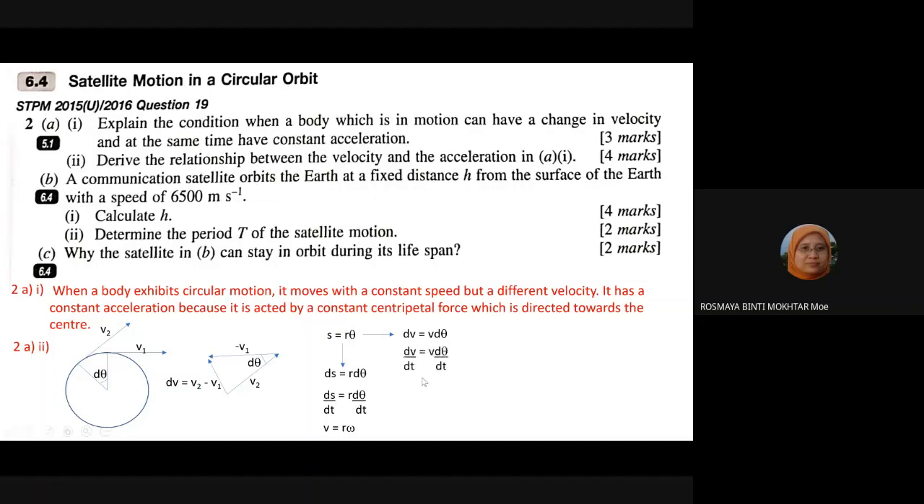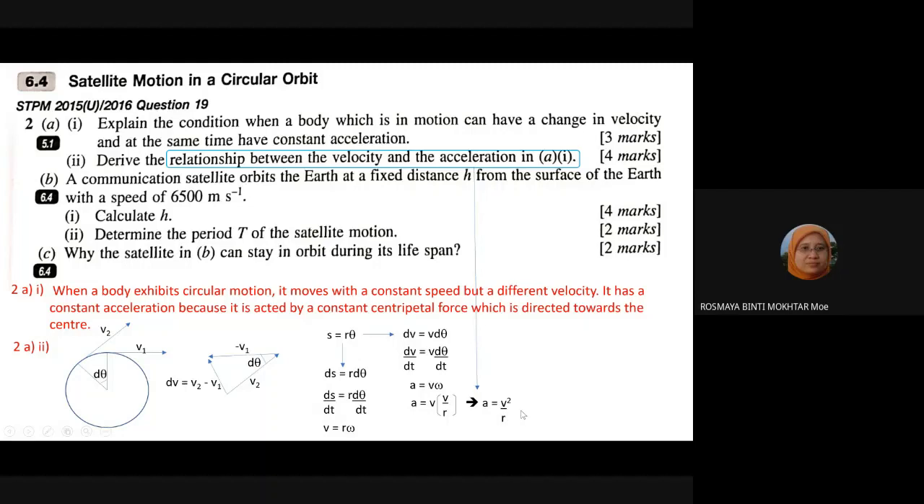Then we divide both sides by dt, so we get acceleration. So dv by dt is acceleration, and d theta by dt again is the angular velocity. We remain the same here. Now combine these two. We substitute omega equals v per r into the equation. So we get a equals v squared per r. This means we have derived the relationship between velocity and acceleration. In this expression, we have a and we have v, acceleration and velocity. So this is the final answer.